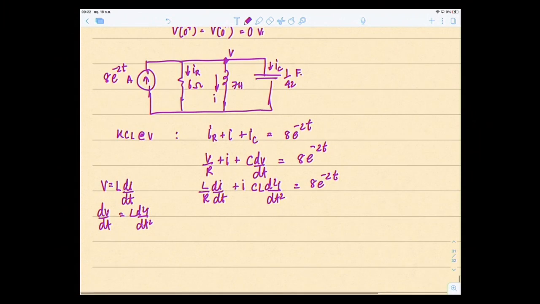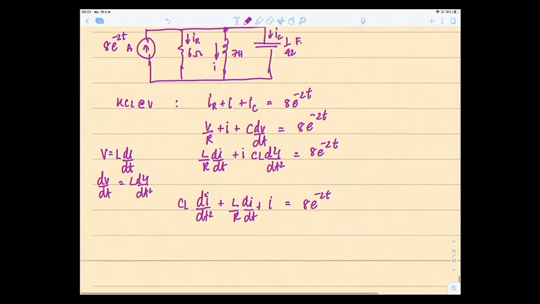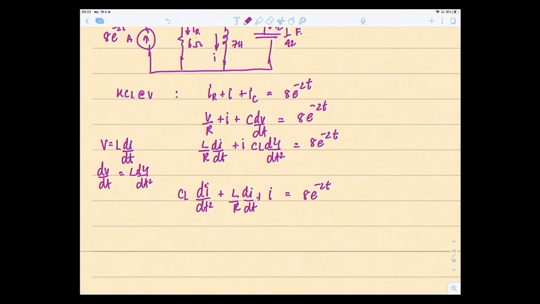So now we have everything in the term of current I. If I write it neatly in an orderly fashion: CL d square I dt square plus L over R di dt plus I equal to 8 e to the minus 2t. If I divide everything by CL, I get d square I dt square plus, L cancels out, 1 over CR di by dt plus I over LC equal to 8 e to the minus 2t over LC.